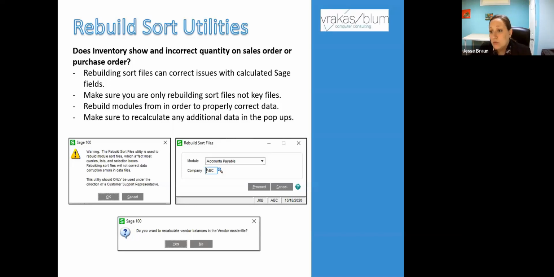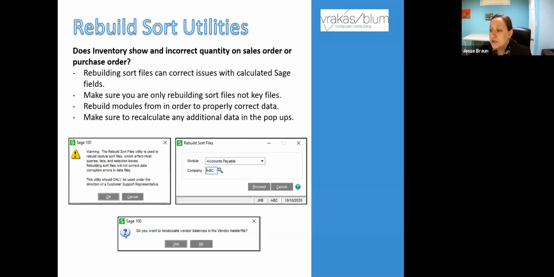You want to make sure that you rebuild the modules in proper order. So you would want to rebuild your purchase order and sales order first, right? Because that's going to be the base of information. Then you would rebuild your inventory. Then you would rebuild AP and AR. Then you would rebuild general ledger. So go in the proper order to rebuild those files.